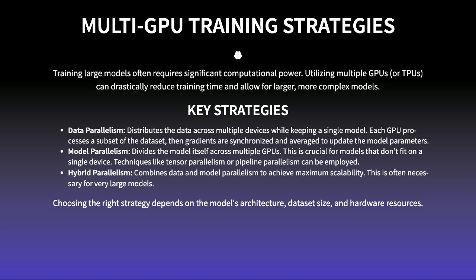Next up, we have model parallelism. This involves splitting the actual model itself across multiple GPU. It's useful when your model is too big to fit on a single device. Then, you can combine these approaches with hybrid parallelism for even greater efficiency. The best strategy really depends on how your specific model and data are set up.